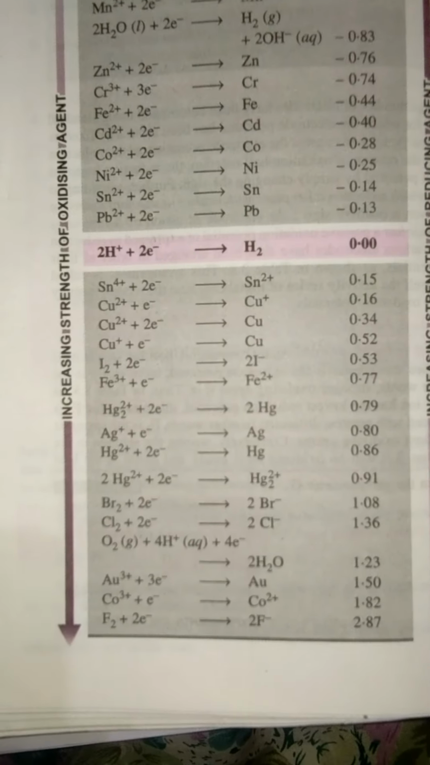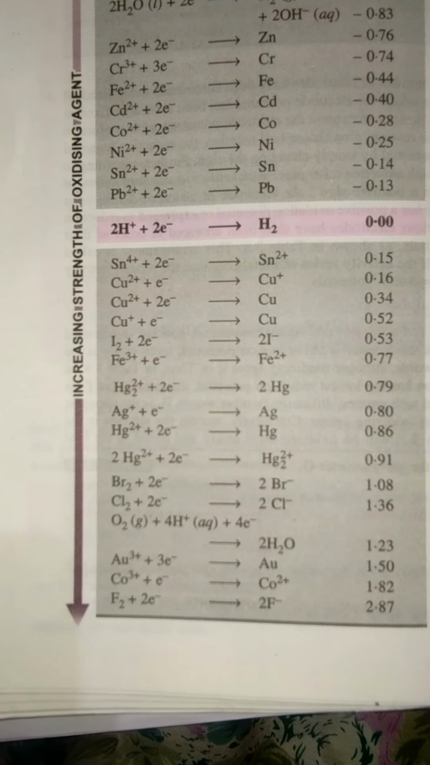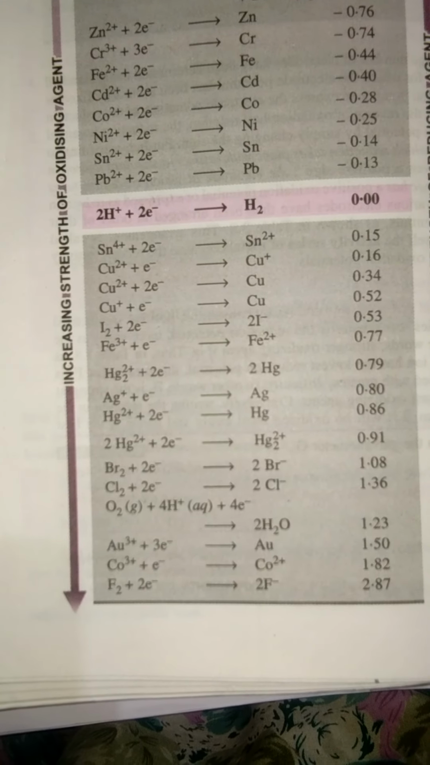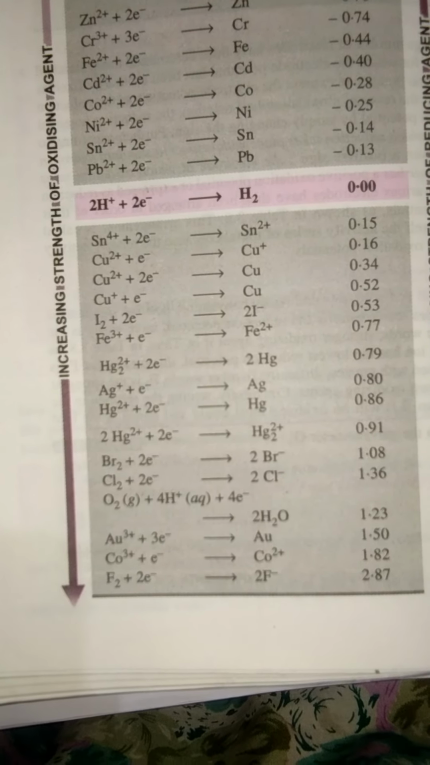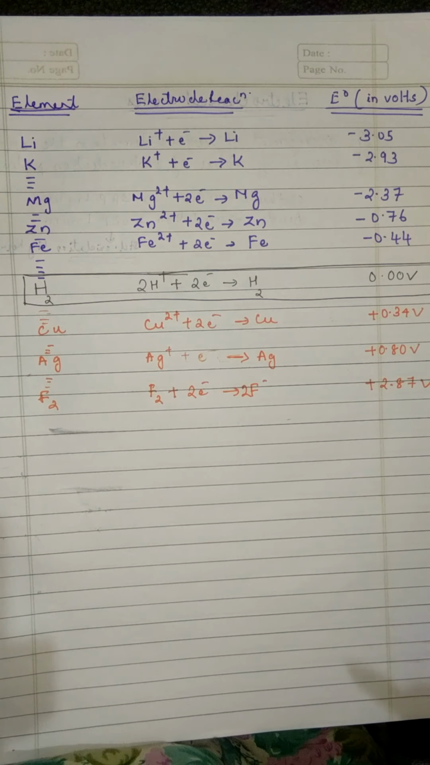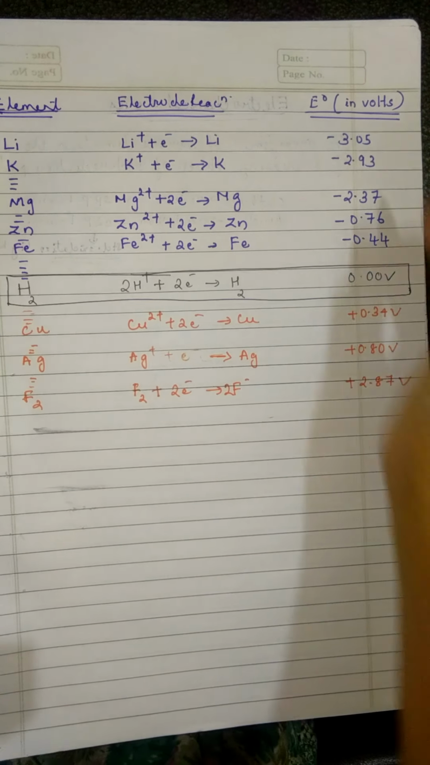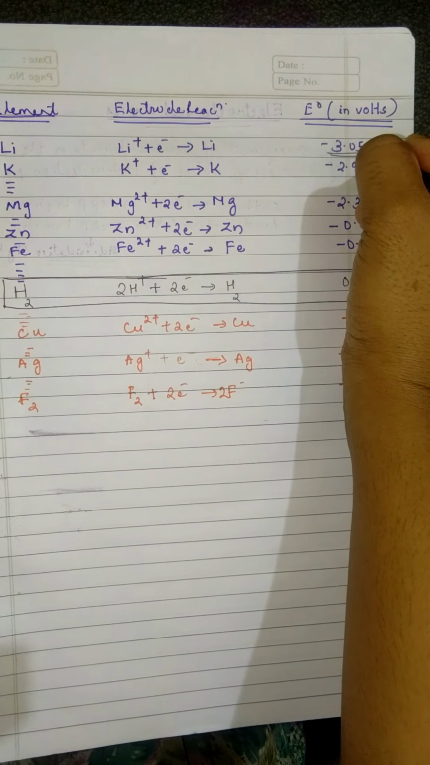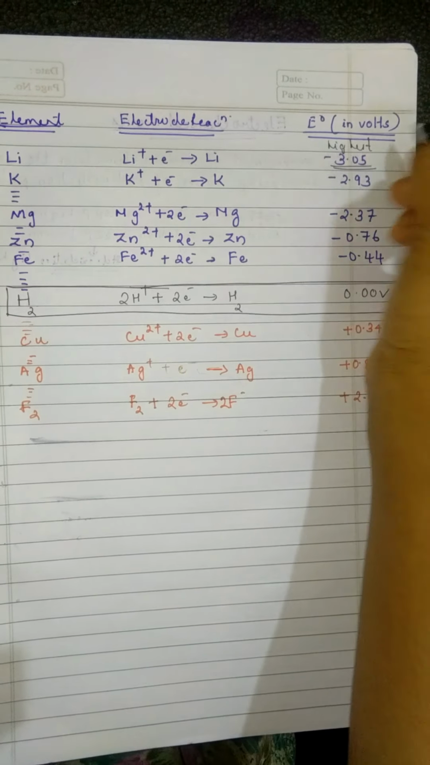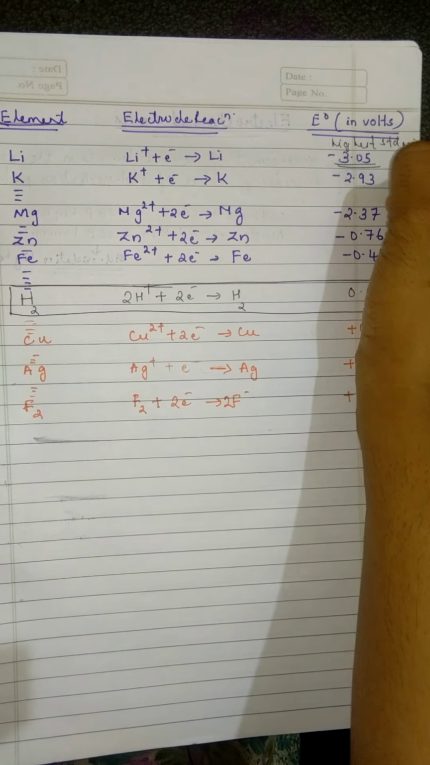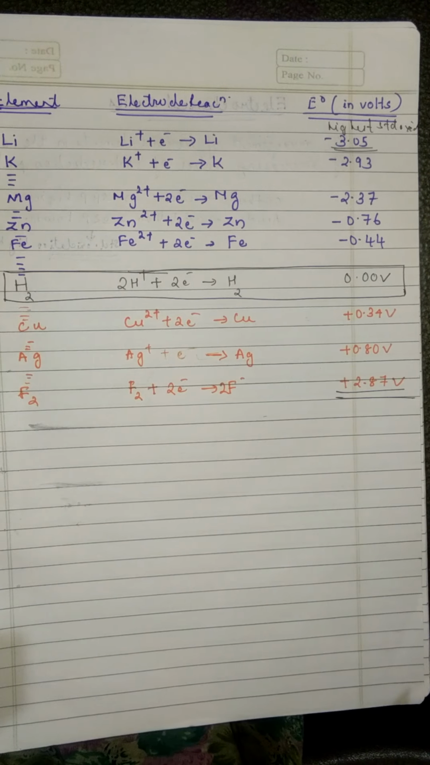You can see that finally we have fluorine. We know that fluorine gets easily reduced. Fluorine has an E0 value of 2.87, the highest reduction potential. I have not considered all the elements, just a few of them from the electrochemical series. As discussed, lithium has the lowest standard reduction potential but the highest standard oxidation potential, and fluorine at the bottom has the highest standard reduction potential.